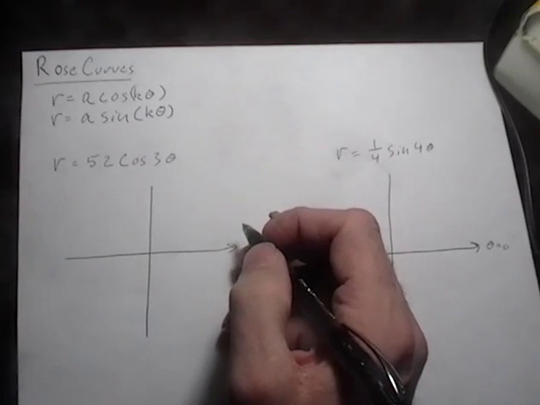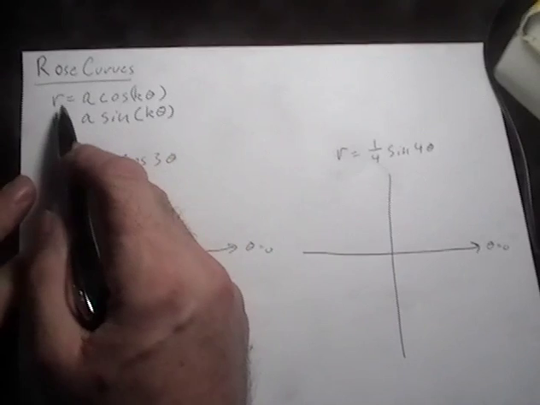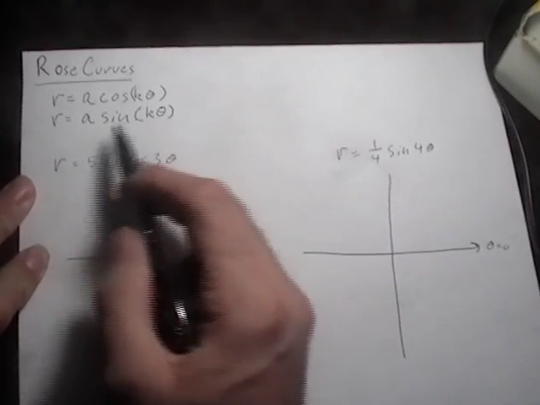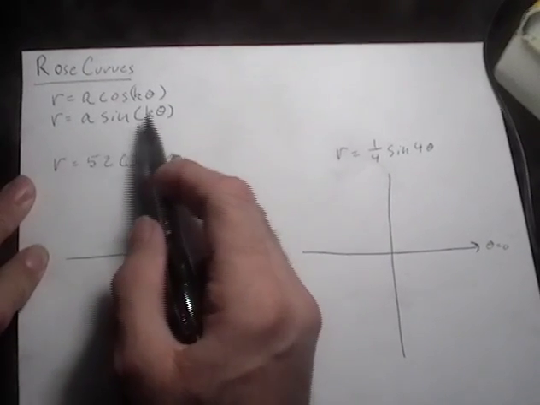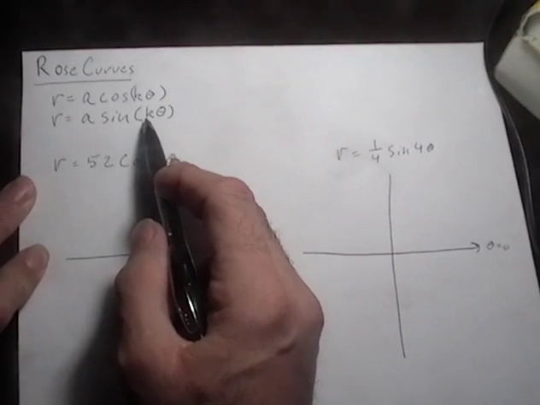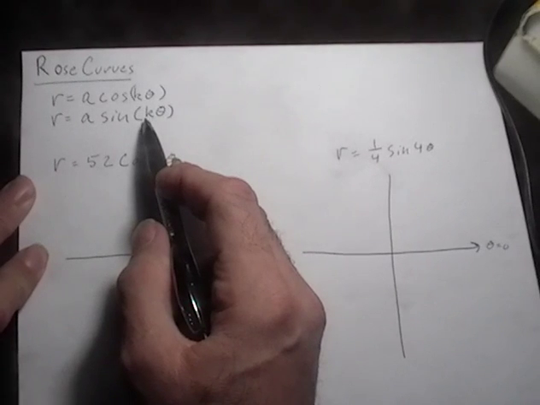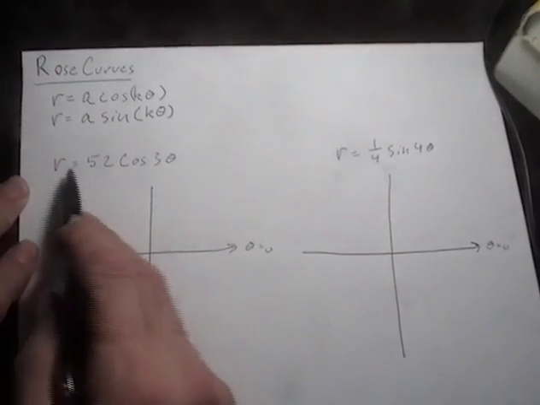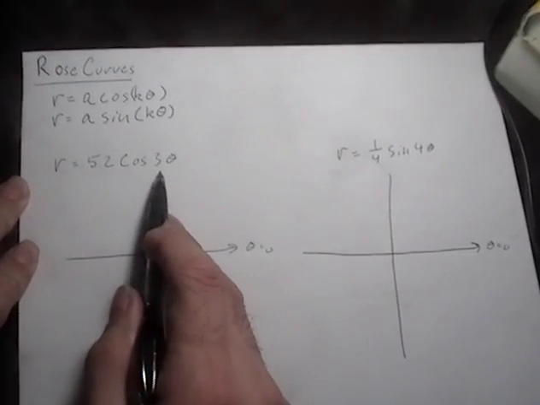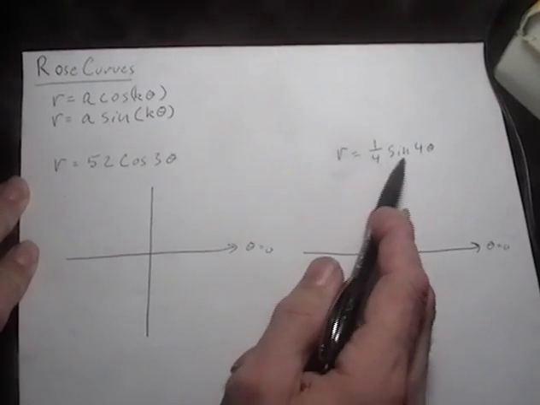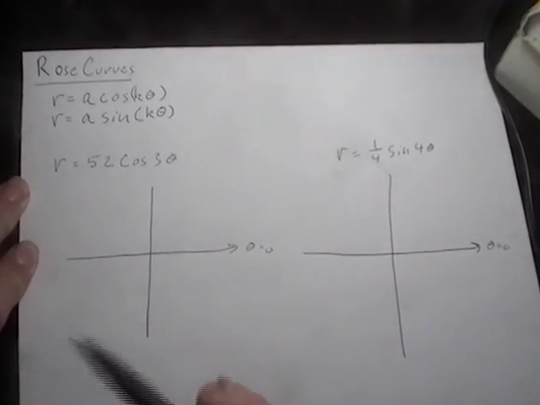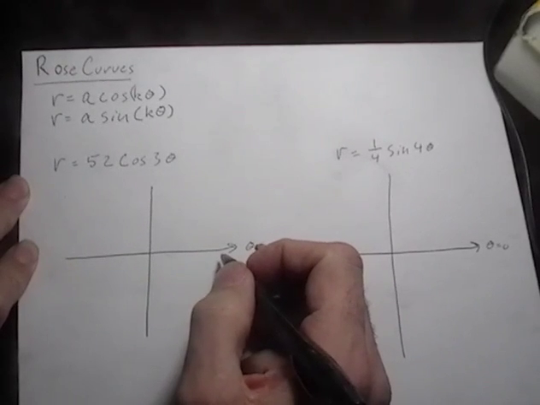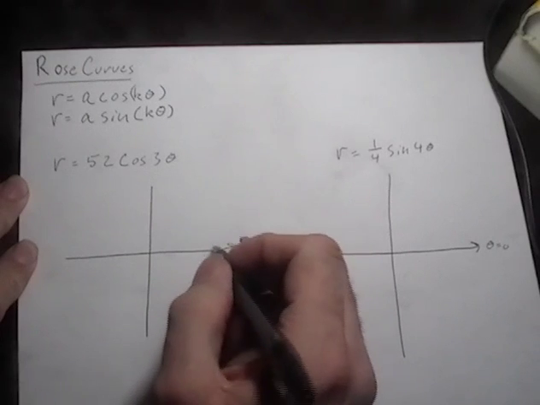Rose curves. A rose curve is going to be something of the form r equals a cosine k theta, or r equals a sine k theta, where k is a number like 2, 3, 4, or 5. So for example, r equals 52 cosine 3 theta, and r equals 1/4 sine 4 theta. To graph these, we're going to do a lot of preparation before we do the actual graph.